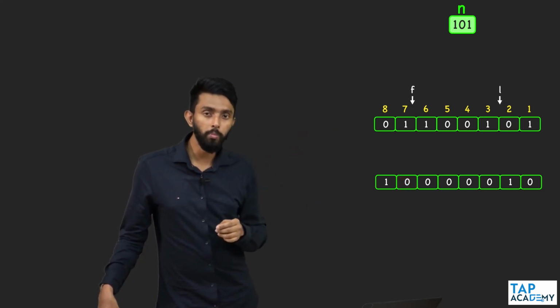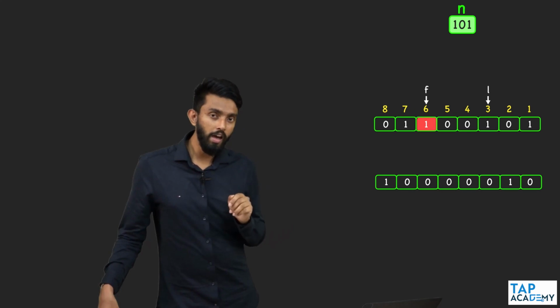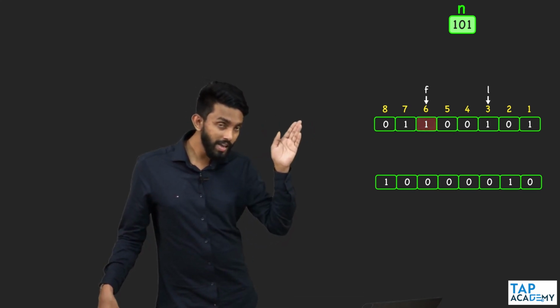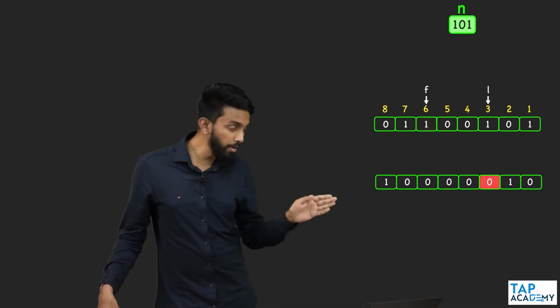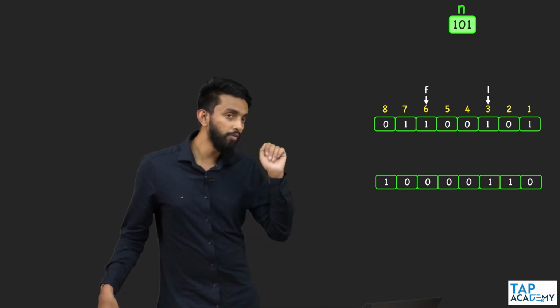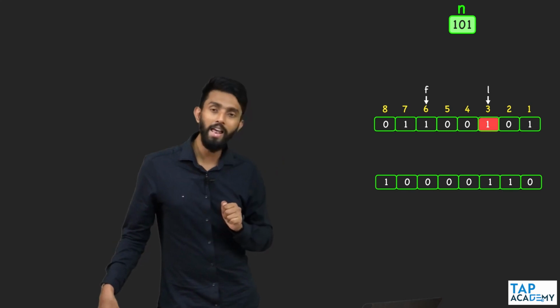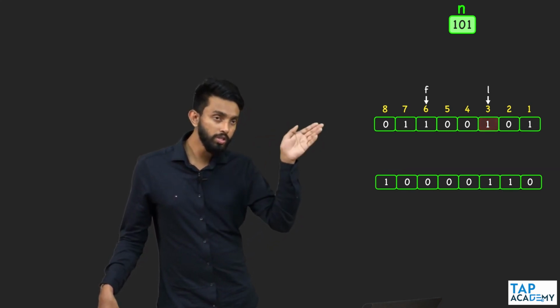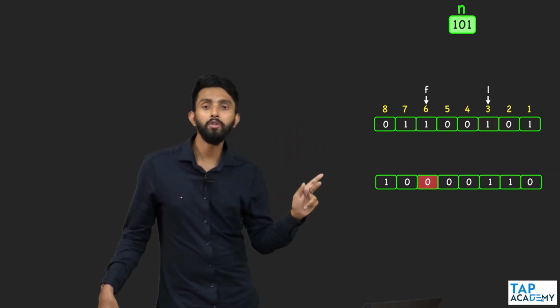Again, I will move the pointers. If I move the pointers, F bit is set, which means at the L bit position in the reversed number, it has to be set. So I will set it. But if you look at L bit, obviously L bit is also set. So wherever F bit is, I have to set it.